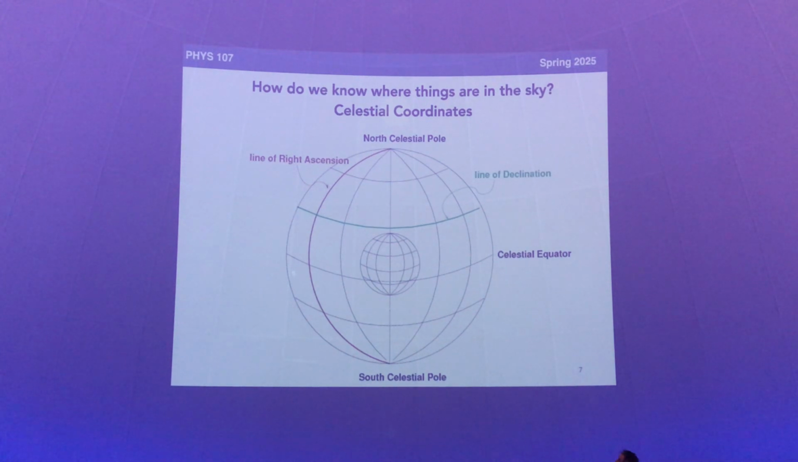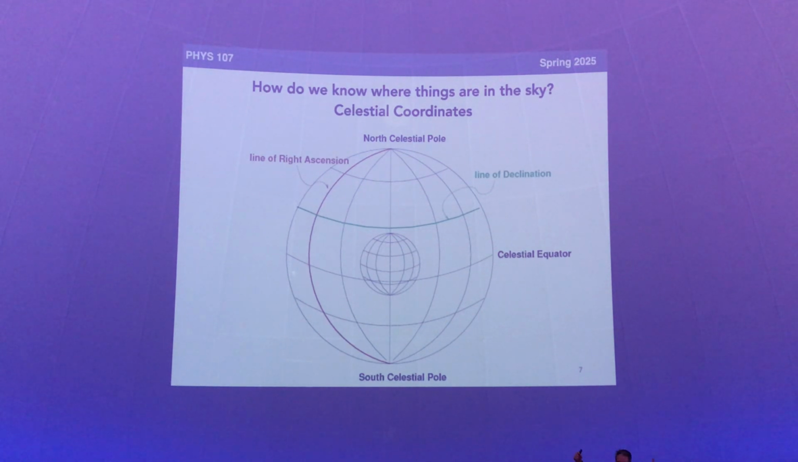And my 0 point is one of these right ascension lines. That's just my arbitrary pick. So with that 0 point, I can say, okay, it's minus 89 degrees this way and 36 degrees up. And then I know where my thing is, right? I project it onto the sky.